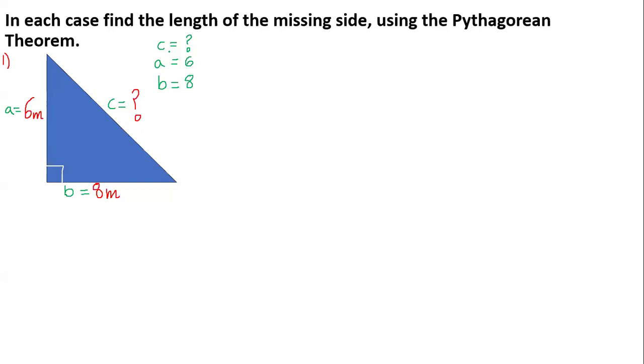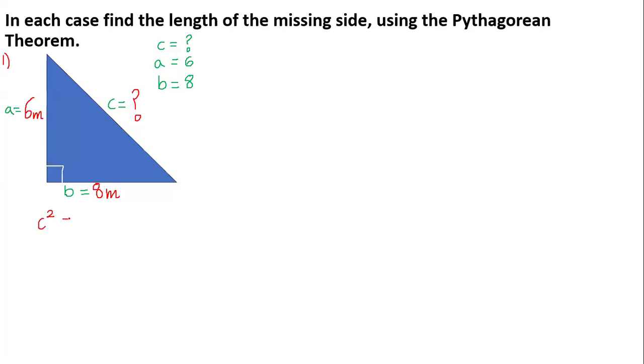B is equal to 8. So C is the hypotenuse. We do not know what that is. A is 6 meters and B is 8. In order to apply the Pythagoras theorem, we're going to say C squared is equal to what? A squared plus B squared.